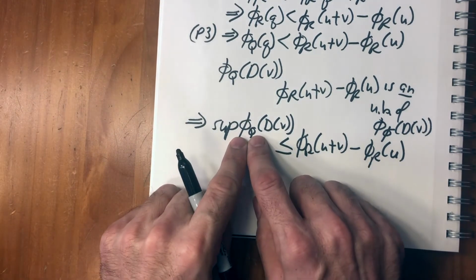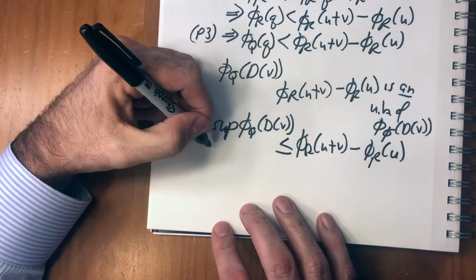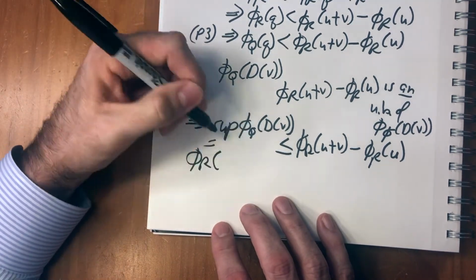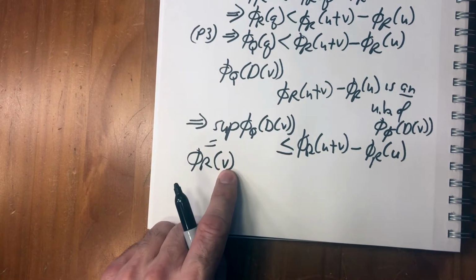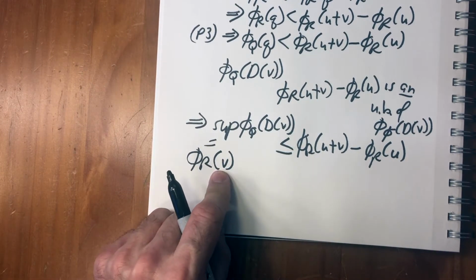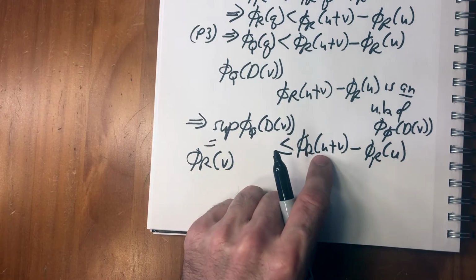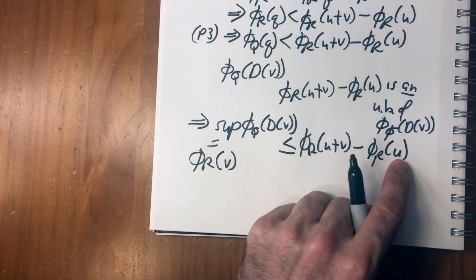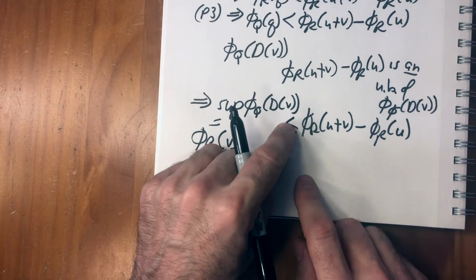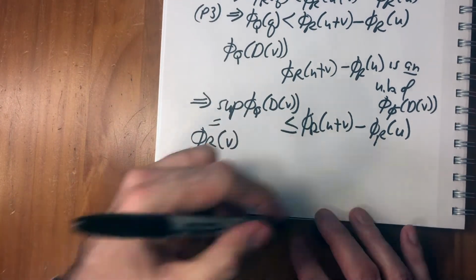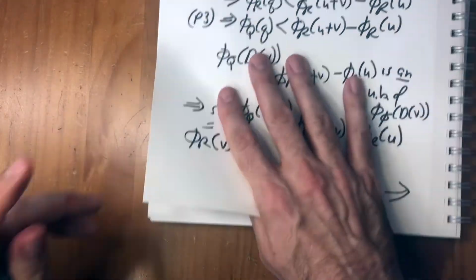First, note that what is this? This is just the definition of phi r of v. So what we just showed is that this is the definition of phi r of v. So we've shown that phi r of v is less than or equal to phi r of u plus v minus phi r of u. We're very close to the final result. We just have to show that it's not less than, and we're done. So let's do that on the next page.